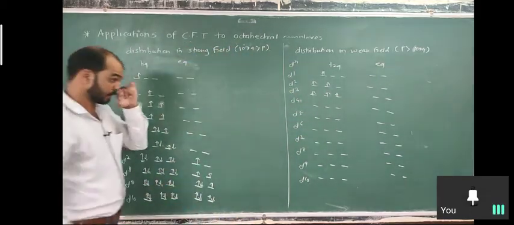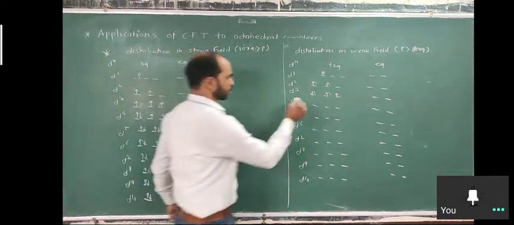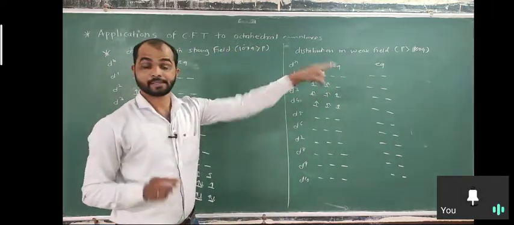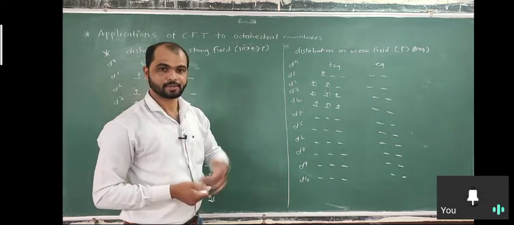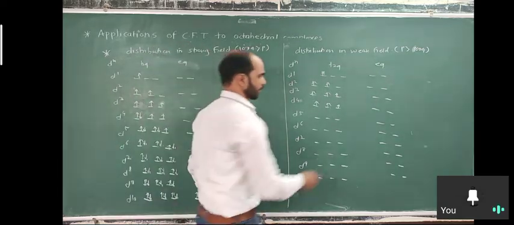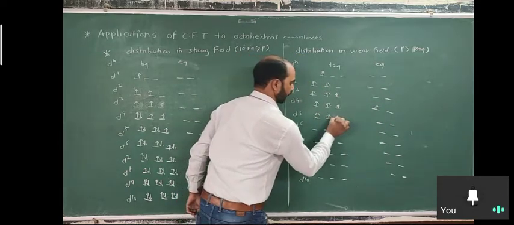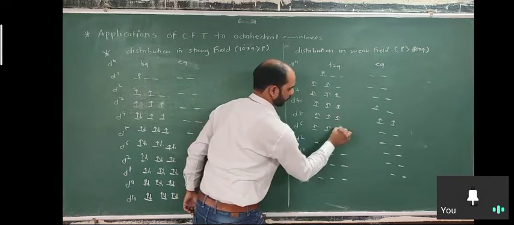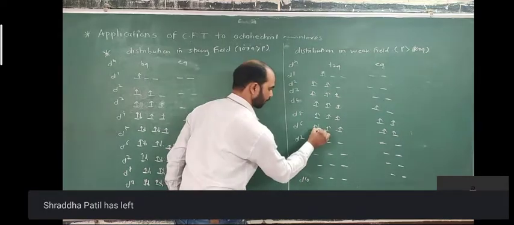But you can compare for d4. So first, second, third. The system is weak field. That means pairing energy is more than 10 Dq. So rather than pairing, the electron enters the higher energy state. So here is the higher energy state. 1, 2, 3, 4, then 5. 1, 2, 3, 4, 5. Then the 6th one again comes down for pairing.